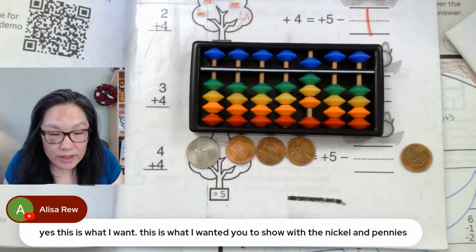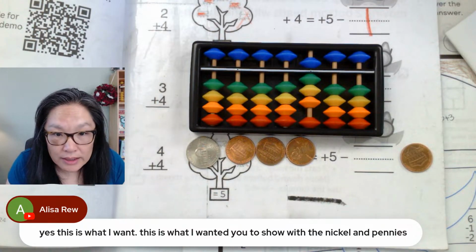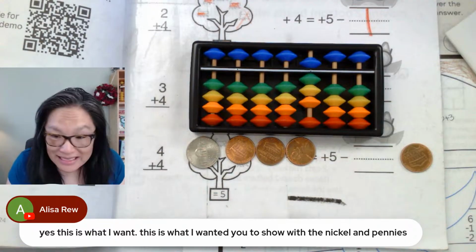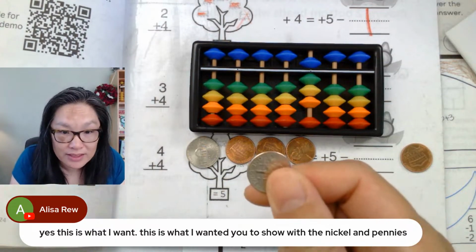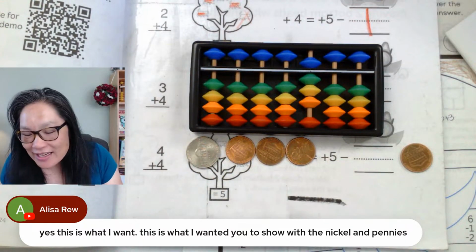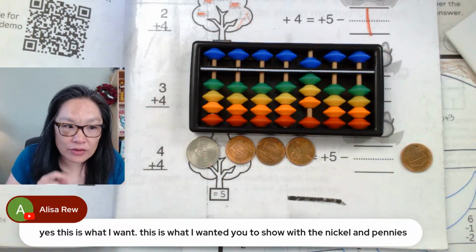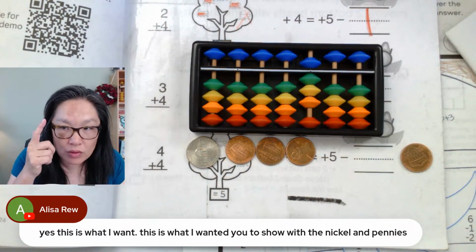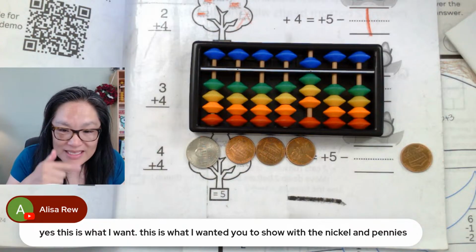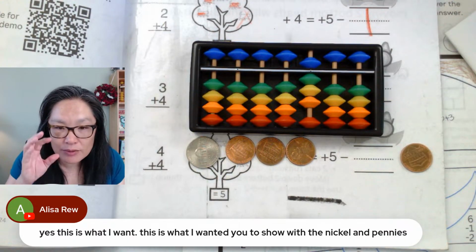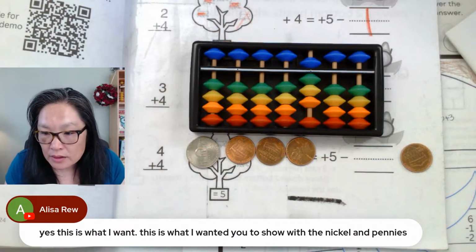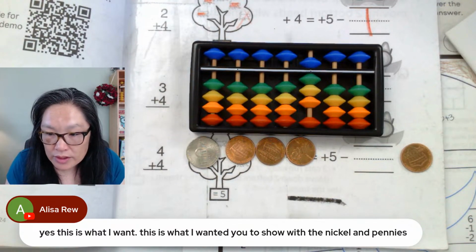We can go into more when we do plus tens and minus tens. It works exactly the same with the dime. It helps me to help you as I go to do more presentations. It helps me hone down how to explain things better, and to show the nickel and the pennies.